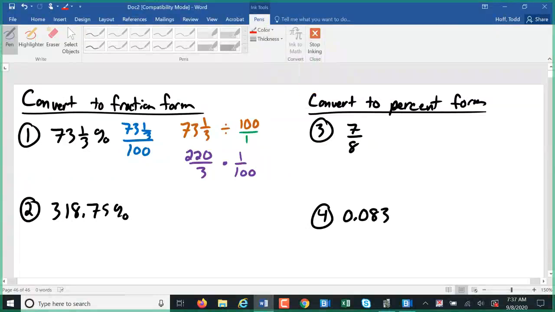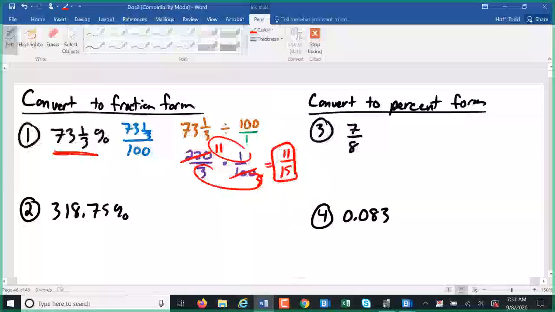Now as I look at this, both 220 and 100 can be divided by 20. 220 divided by 20 is 11, and 100 divided by 20 is 5. 11 times 1 is 11, 3 times 5 is 15. So 73 and 1/3% is the same as 11 out of 15.